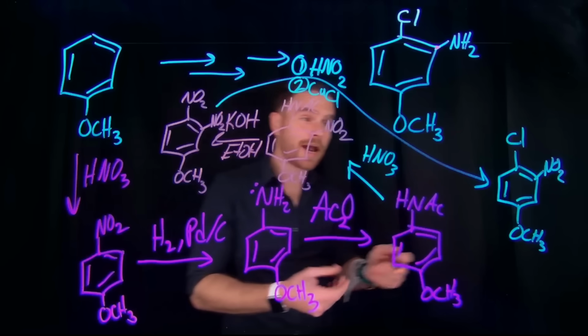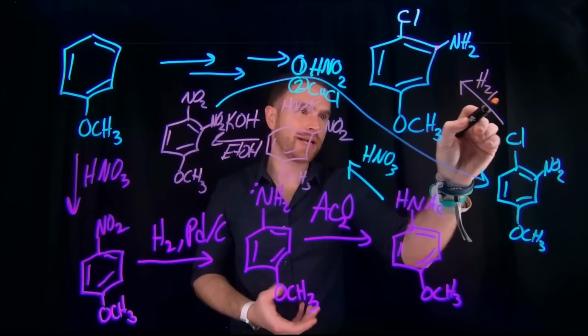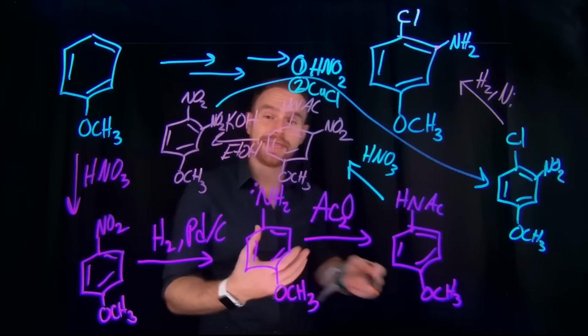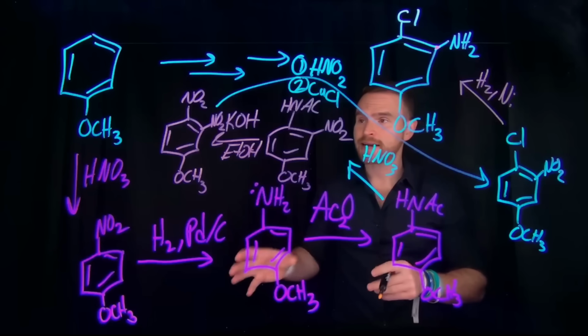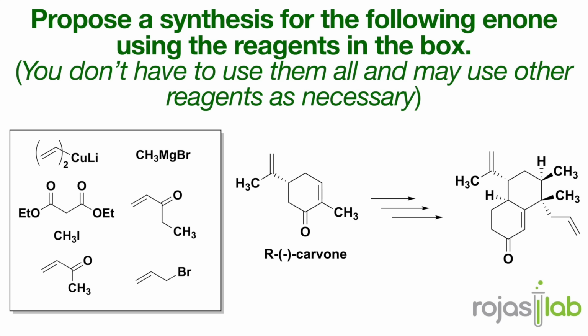And then from here we actually are only one step away. So we can use something like H2 and Raney nickel, for example, to do the reduction from this nitro group to the amine. And this is the multi-step synthesis that allows us to go from anisole to this aniline derivative. And this is our advanced example.